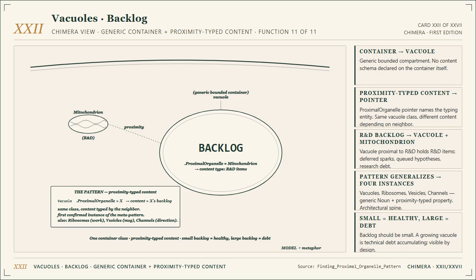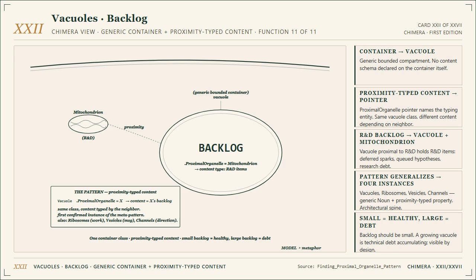A vacuole near R&D holds R&D backlog: deferred sparks, queued hypotheses, research debt. The exact same vacuole class sited next to the library would hold knowledge backlog, sited next to marketing, outbound message backlog. Content is typed by proximity, not by declaration. The pattern inset in the lower left spells it out: vacuole.proximal organelle equals X. Content equals X's backlog. That's the rule. It is the second instance of the proximal organelle pattern in this deck.